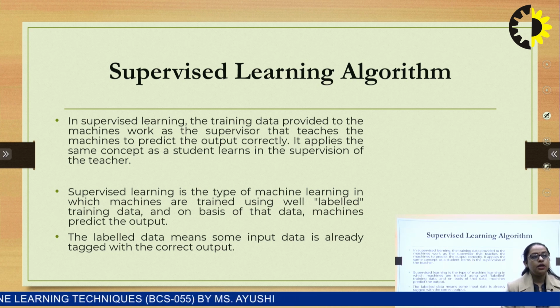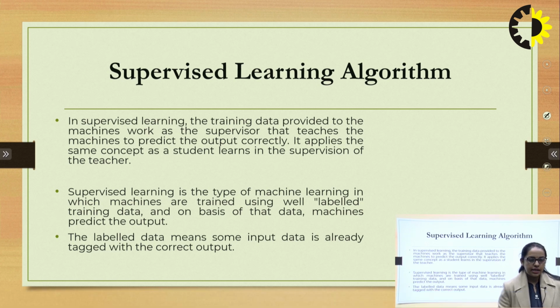So what we can say is, supervised learning is the type of machine learning in which machines are trained using well-labeled training data. What is well-labeled training data? With each input, we have a corresponding output already mapped, already given to the machine. So the machine model has the question as well as the answer also. So it will be able to map whether the step or the action the machine has taken is correct or not with the help of the labeled data set.